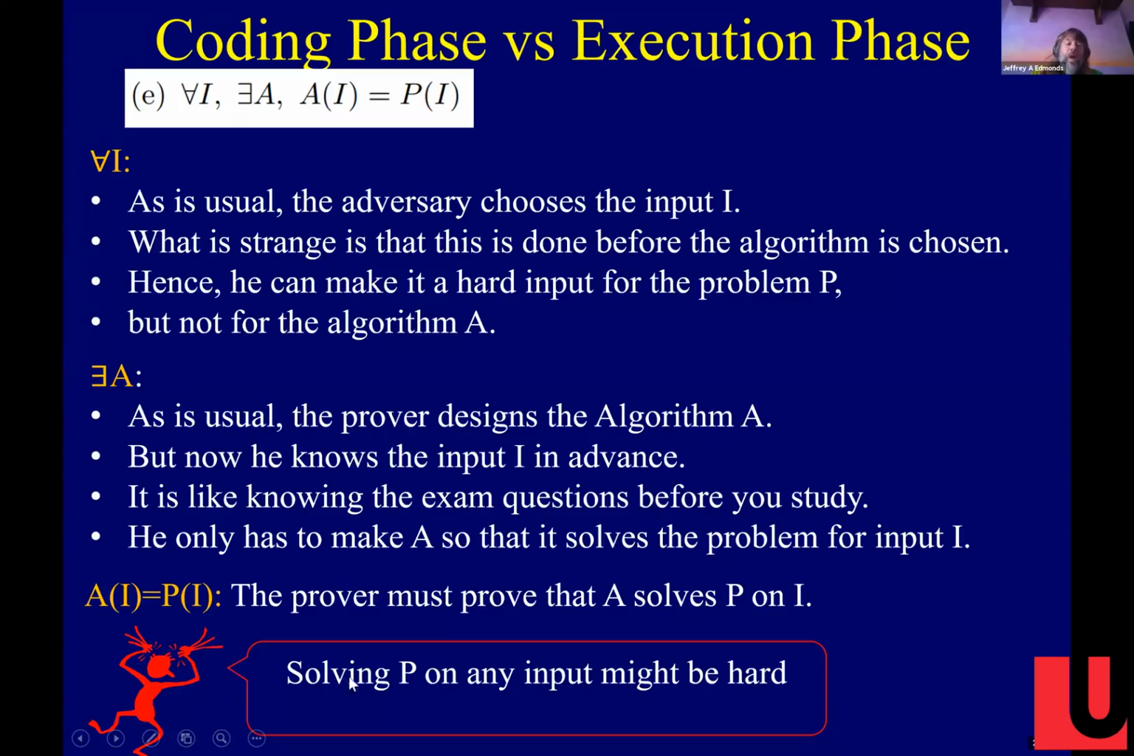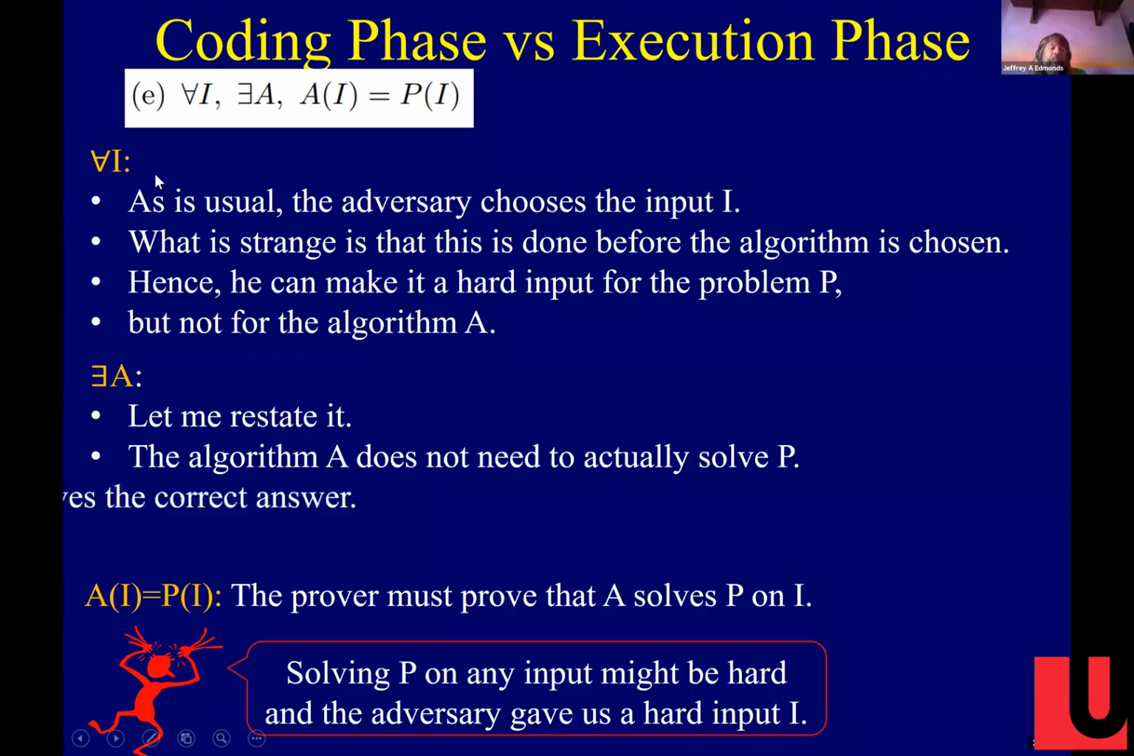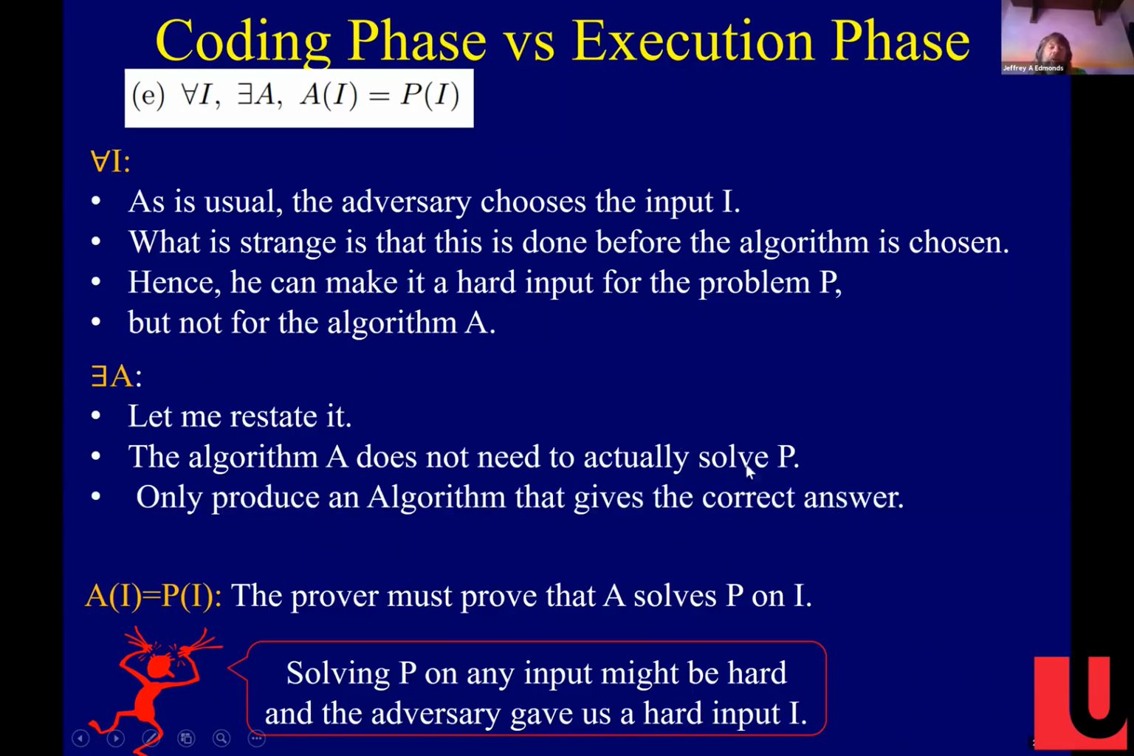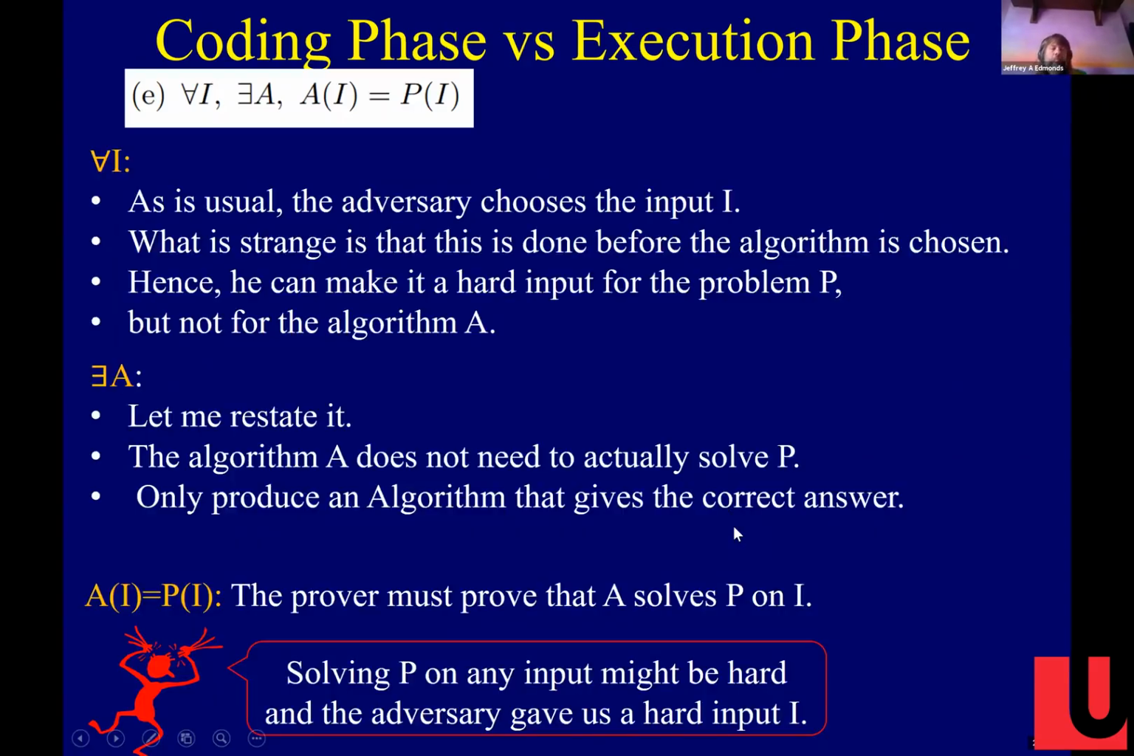So solving the problem here. The point is that solving the problem on any particular input might be hard, and the adversary gave us a hard input, right? So this is again where I'm saying, well, can we solve this problem on this particular input? And that's where we're kind of restating the problem here, right? The algorithm A doesn't actually need to solve computational problem P. We're given the input, so the algorithm's not needing to solve the entire problem. He only needs to produce an algorithm that gives the correct answer on this input, right?